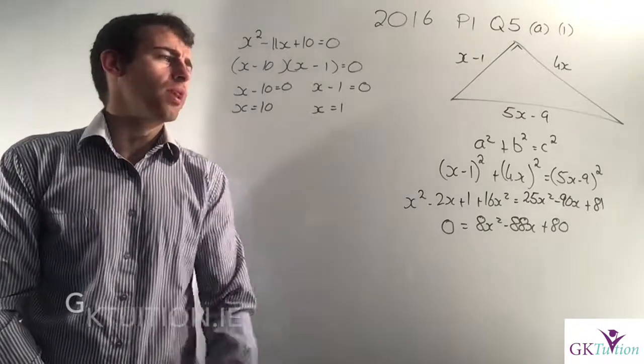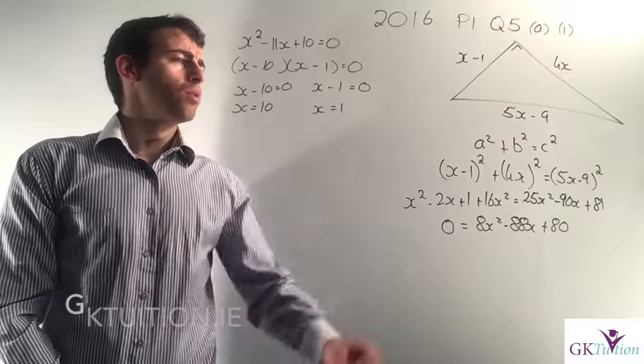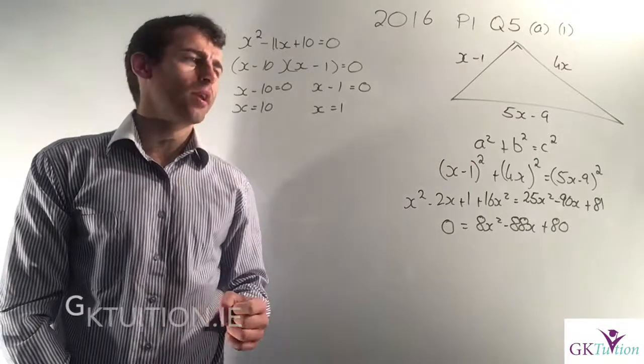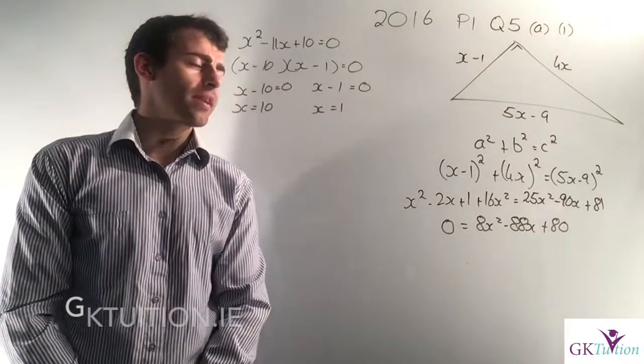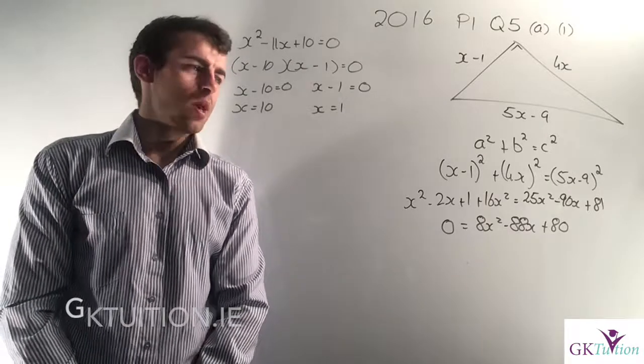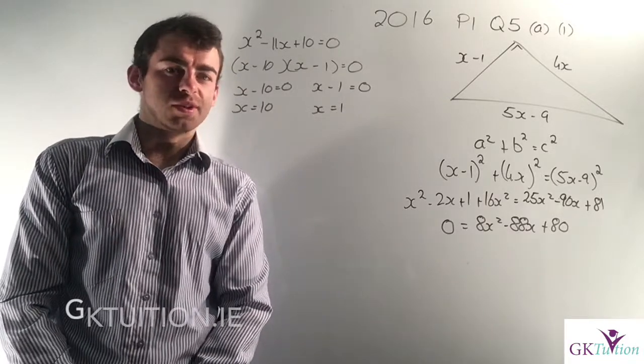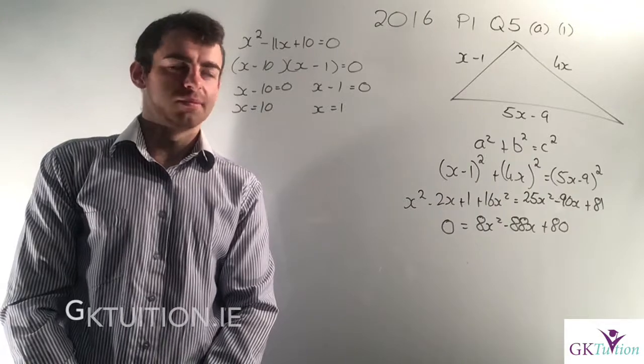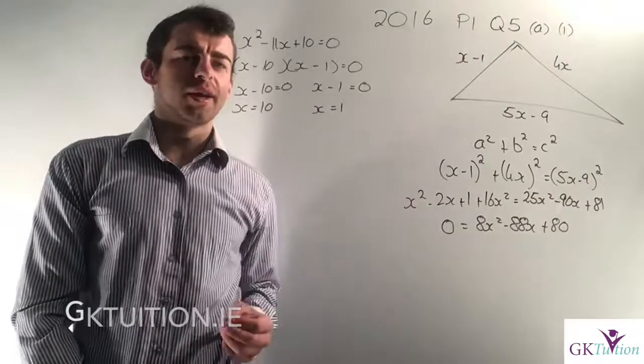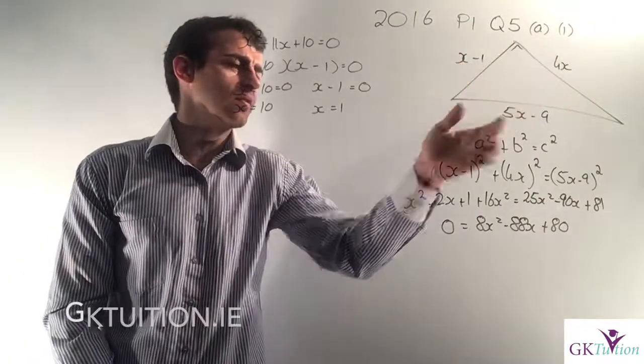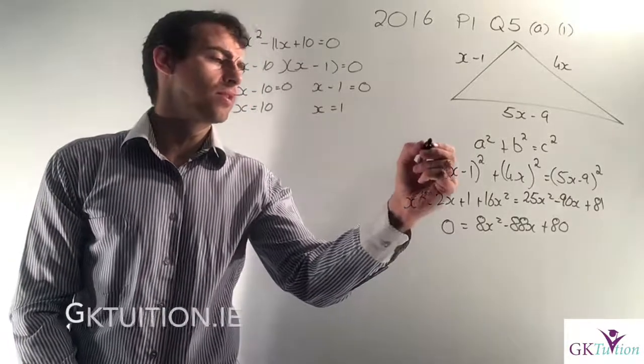In this question we're given a right angle triangle. We're told that the lengths of the sides of the right angle triangle are x minus 1, 4x and 5x minus 9. Now we're asked to use this information to find the value of x. So clearly if we're dealing with a right angle triangle and we know all three sides of it, then we must have to use Pythagoras Theorem.